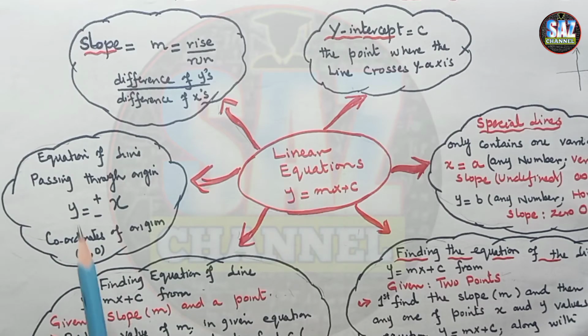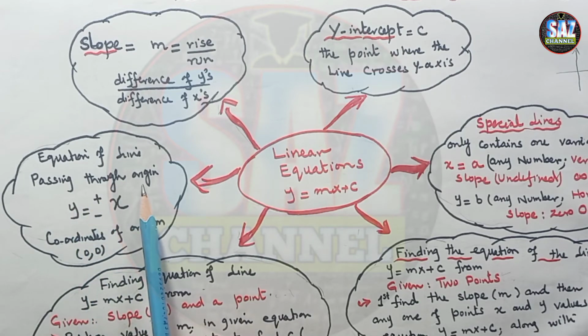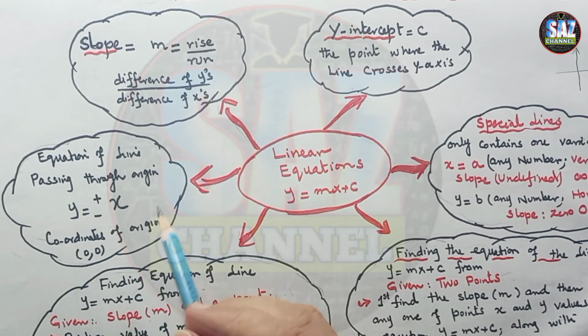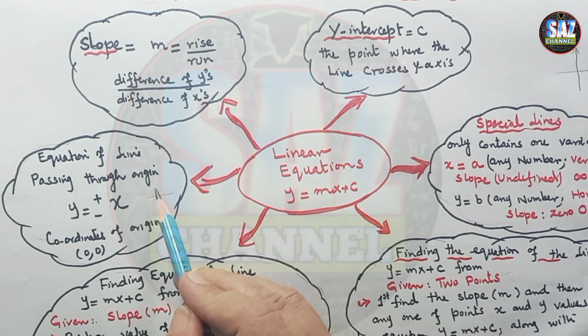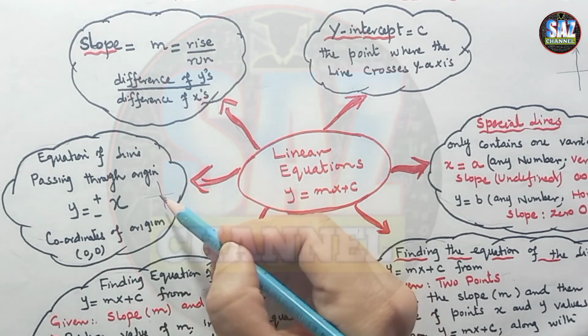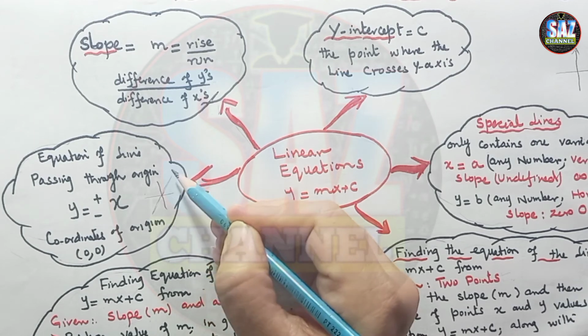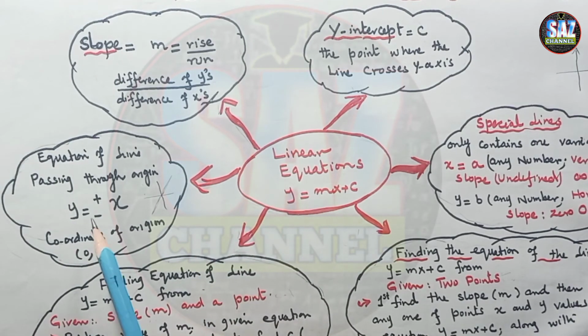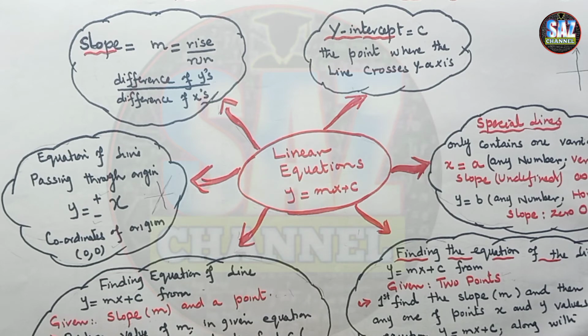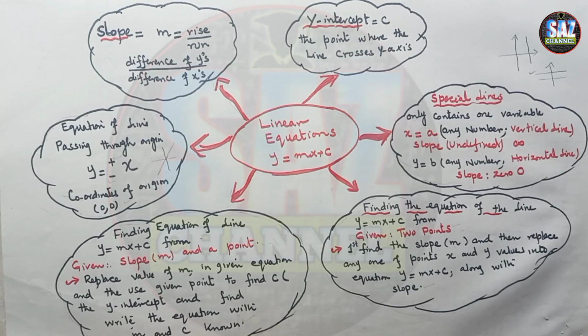And coming to the equation of a line passing through the origin, as the line passes through the origin, that means the line will not be meeting at any point on the y-axis. It can be in the form y equals x or y equals minus x, and the coordinates of the origin are 0, 0.